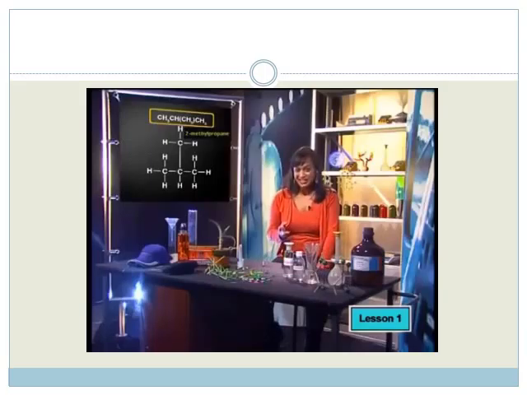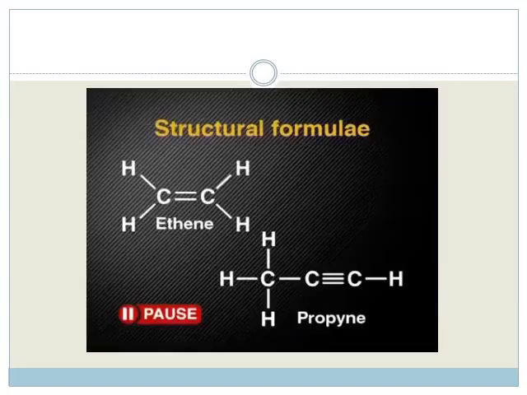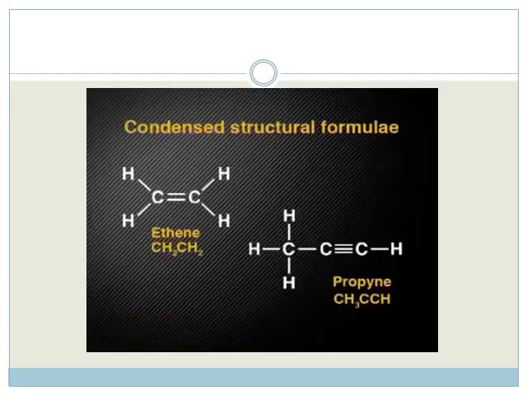See if you can write the condensed structural formula for these two molecules, ethene and propyne. Something a bit different for you. The condensed molecular formula for ethene is CH2CH2, and for propyne it is CH3CCH. Can you see that we will always know that there are double or triple bonds because of the smaller number of hydrogen atoms on each carbon?